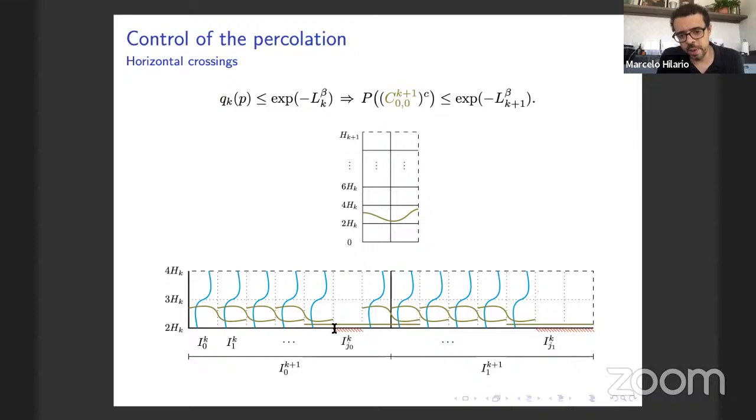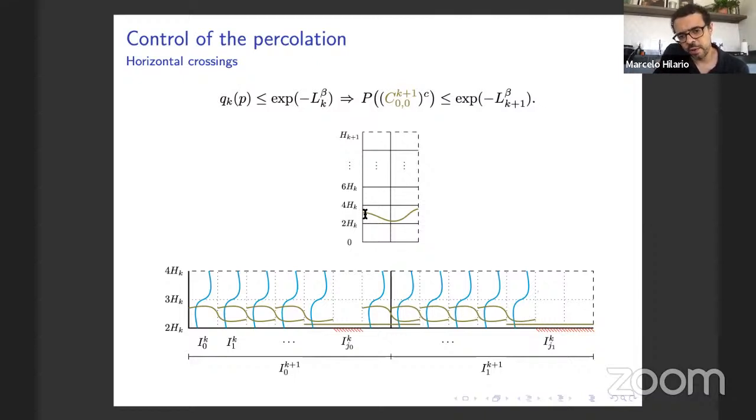So what price do you pay? You pay exponential of minus the previous scale. So it should be exponential of minus L_k here, which is not bad if compared to this, because you are choosing the scales to be L_{k+1} equal to L_k to a power. So anyway, you pay this price and continue to put together these crossings.